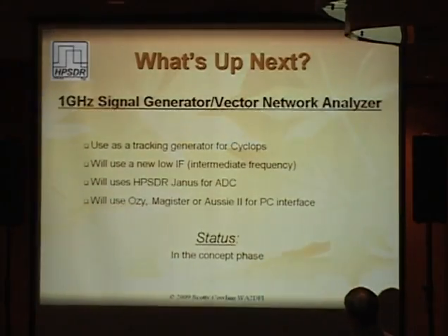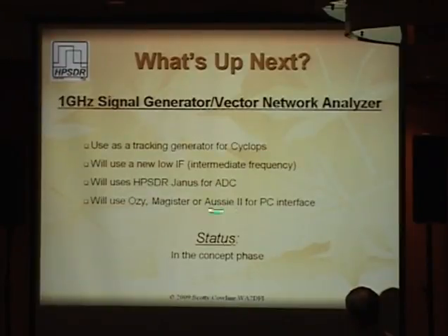Okay, so what's up next? You think, what can we do more than that? Well, Phil says his next project, notice how he hasn't even got the 3 that he's working on done yet. He's already got the next one lined up. He wants to build a signal generator VNA to go with Cyclops, so you can take the output from Cyclops and use this as a tracking generator. And you can use Janus for your ADC input.